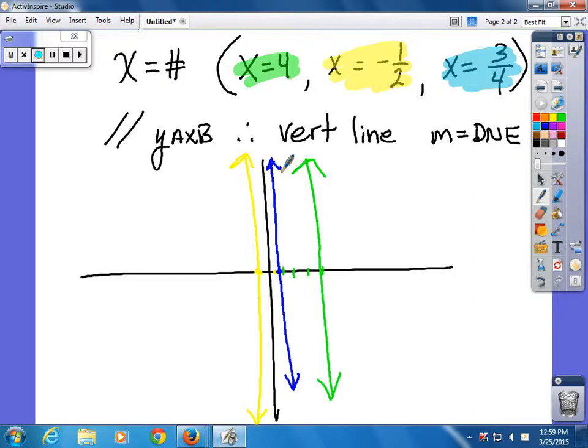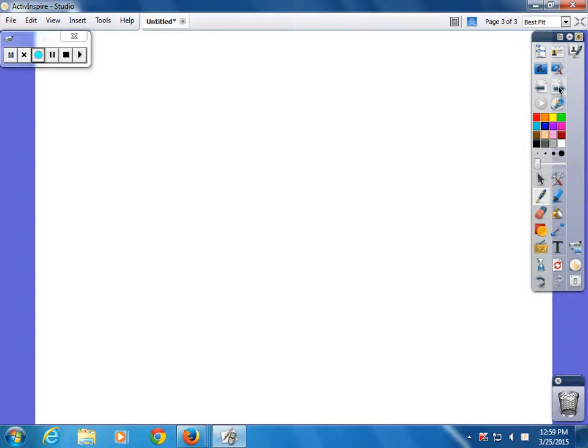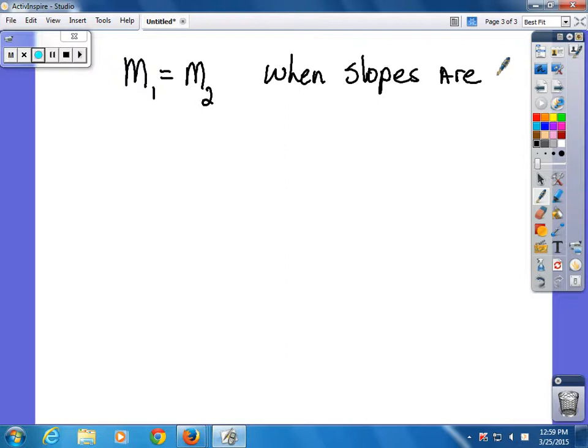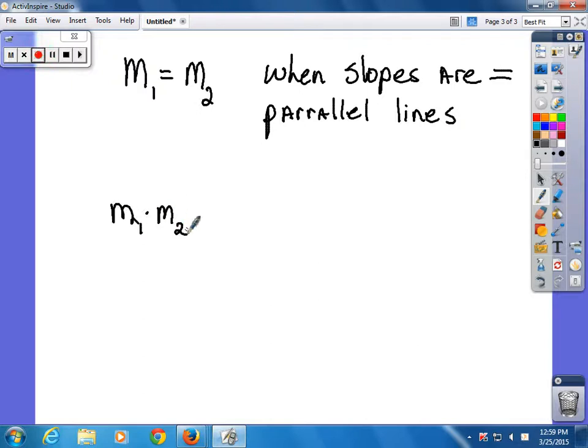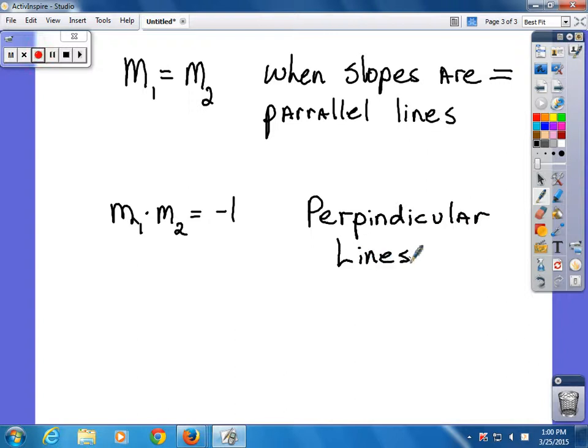There's one more rule that talks about what we're going into today, and that is when the slopes are equal, you have parallel lines. When the product of the two slopes is equal to -1, you have perpendicular lines. There's the two rules.